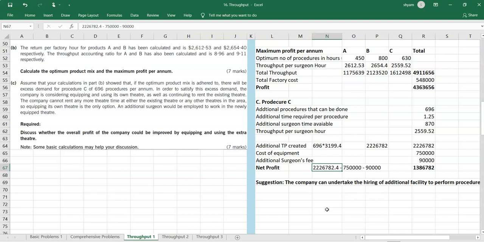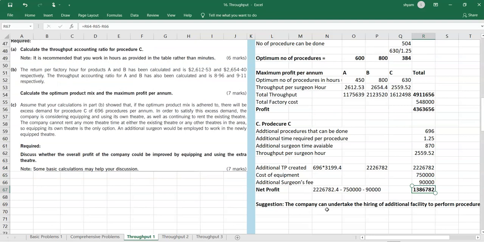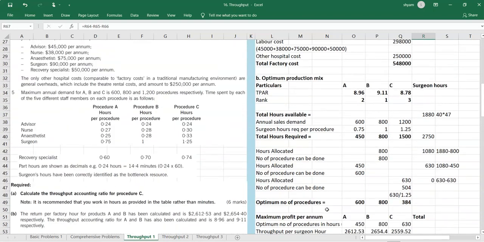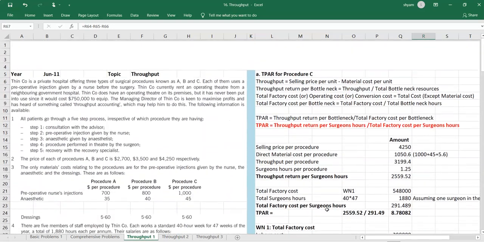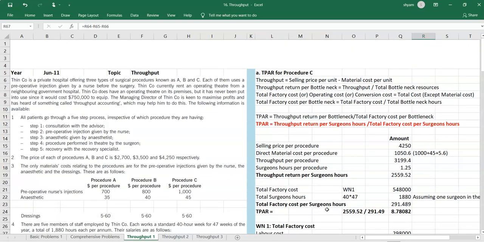Okay. As it's a positive net profit, the company can still go ahead with the additional procedures. So they can expand their facility to accommodate the additional procedures. So that's about this problem. It is a lengthier problem, and that's about this one. We'll meet in the next problem.